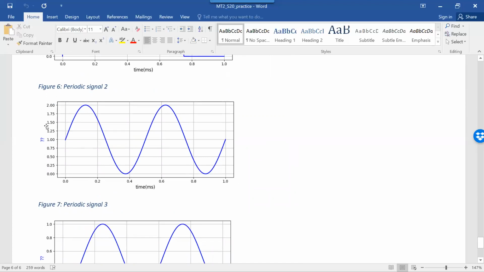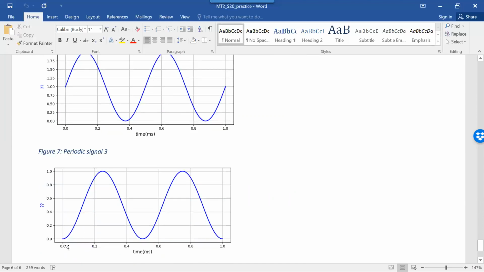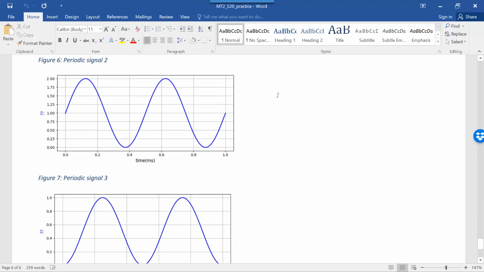And then here, I look at it and say, well, wait, I'm going from 2 down to 0. So there's going to be an offset. Here, I'm going from 0 to 1. So there's an offset. And they're both going to be at 2 kilohertz.